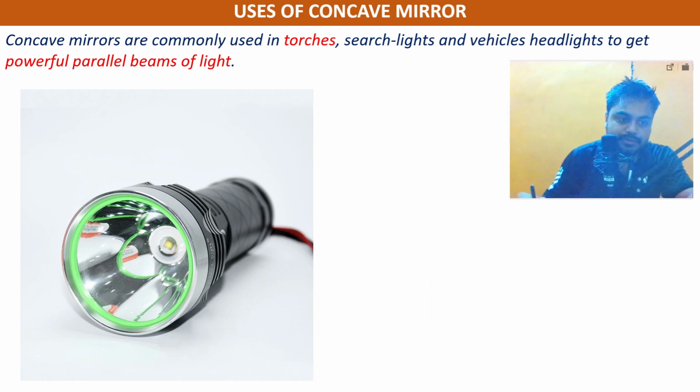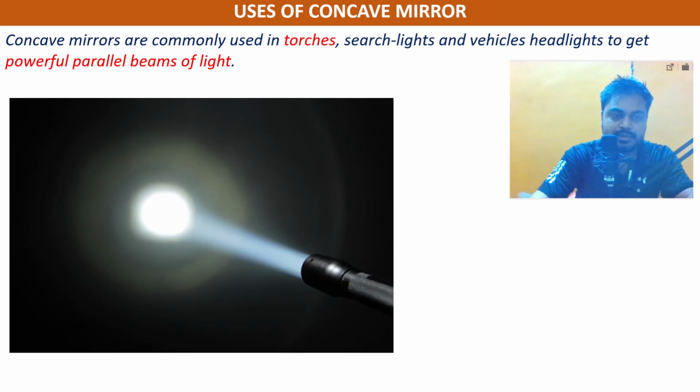This surface, which is behind the bulb, is basically a concave reflecting surface. Therefore the rays which emerge are coming out as parallel beams, powerful parallel beams. And this is one example which we can see. So that is the torches.